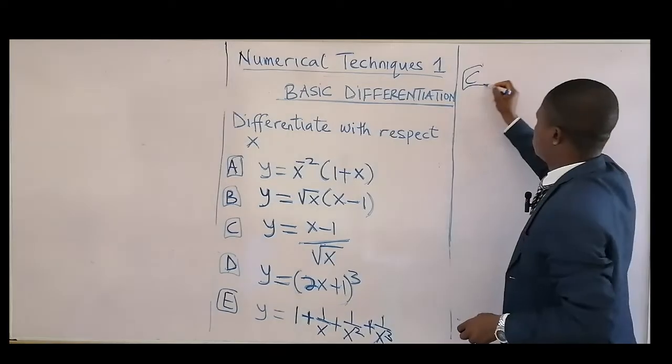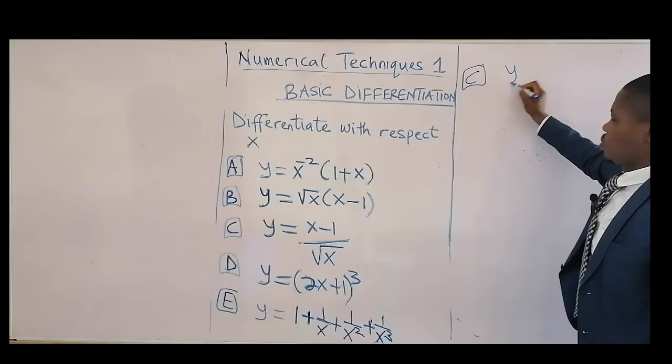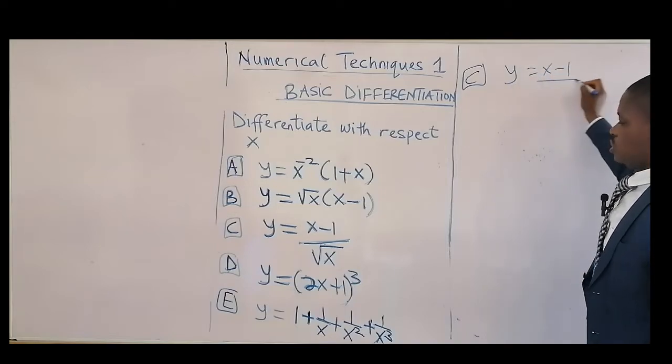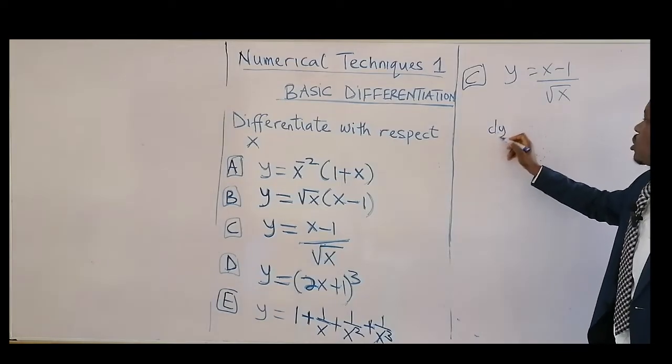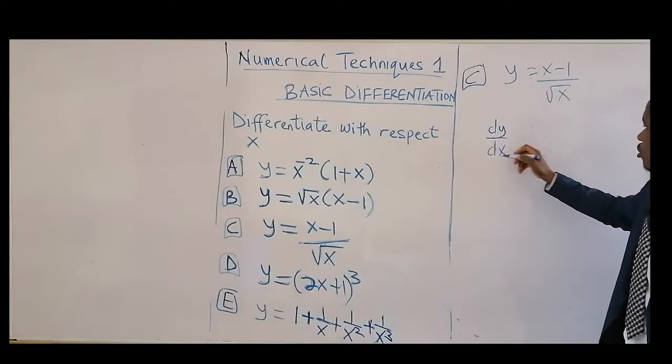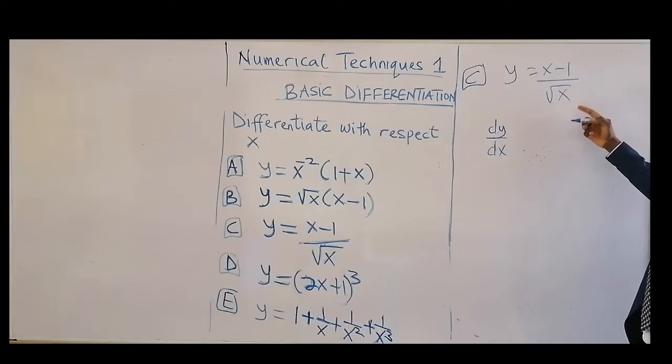The c part, we have y equal to x minus 1 over root x. Okay? This is a fraction. We can use the quotient rule, or we can just do the algebra and do the differentiation. So the choice is ours. If you want to use differentiation, dy/dx will be equal to. If you want to use the quotient rule, that will be equal to.